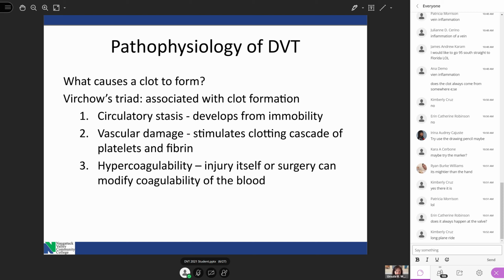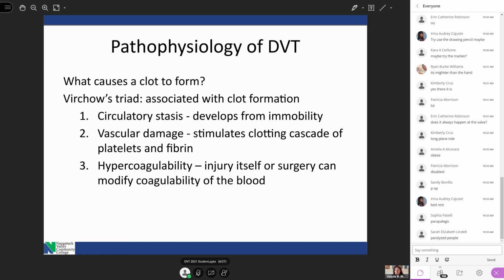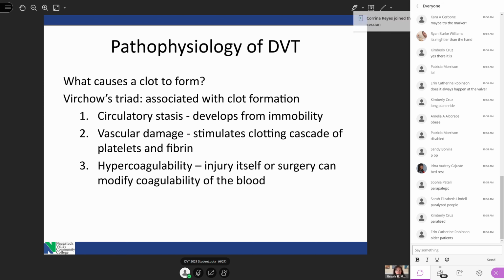Immobility. Who else is immobile besides people on plane rides? Someone that we go to the hospital and take care of? Obese people, but also our patients, right? Are our patients moving around? Most of them are not, unless we get them up and ambulate them. That's why I'm all about ambulate, ambulate, ambulate. They are at high risk of developing a DVT. And we're going to talk about what we do to prevent that.